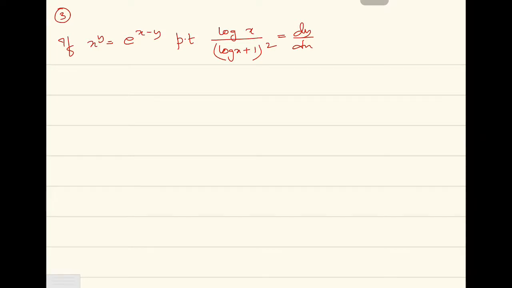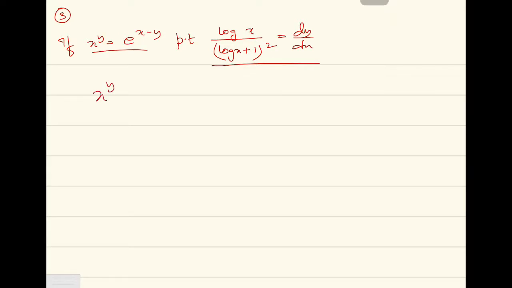I see many of you couldn't solve this sum, so I'm redoing it, though it was part of your homework. So how would you start with this? I have x to the power y equals e to the power x minus y. I need to prove dy/dx equals log x divided by (log x plus 1) whole square.